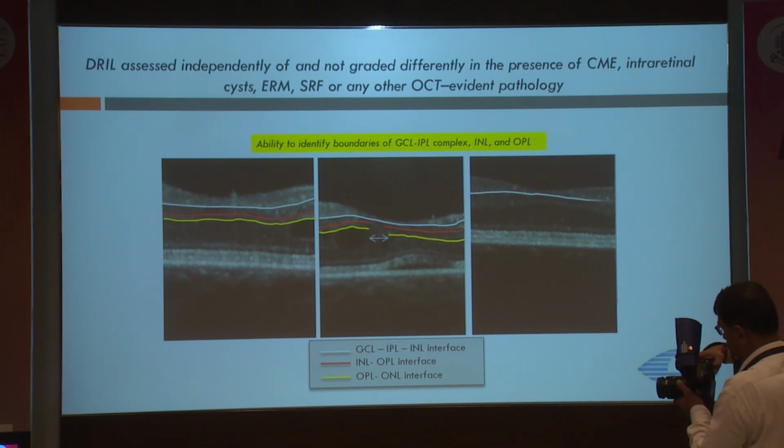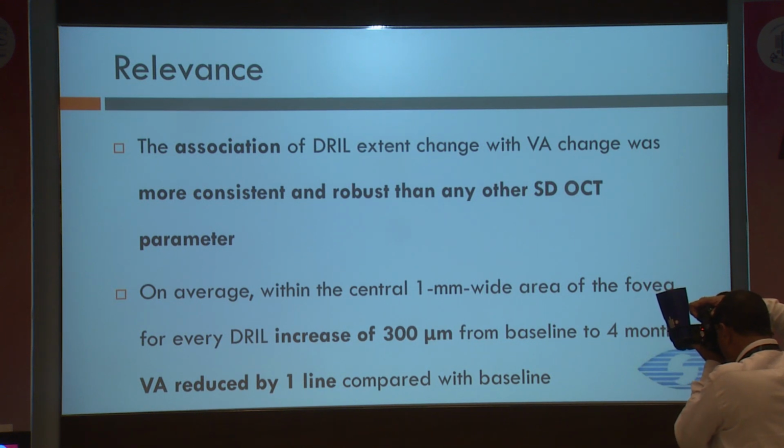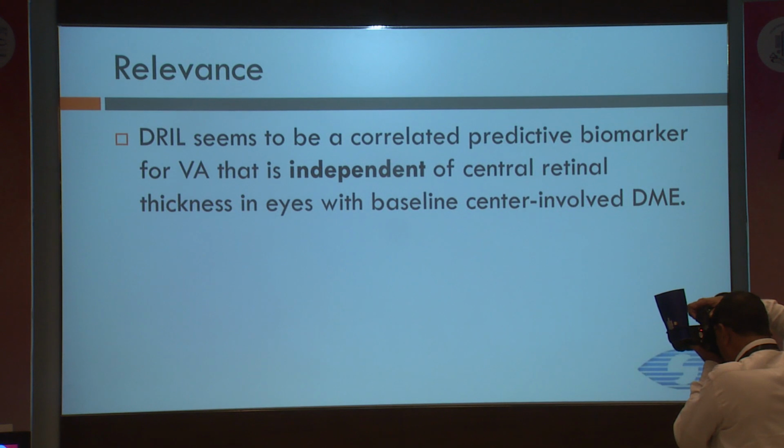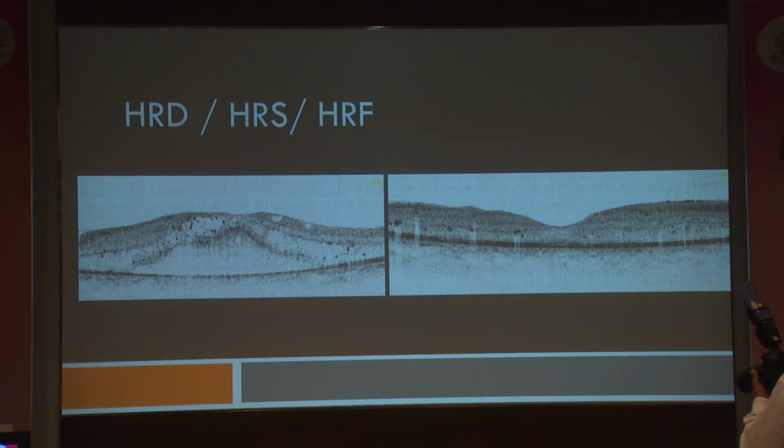And here you can see these animations and the area marked with DRIL, and that can be calculated. The association of DRIL extent with vision was more consistent and robust than any other SD-OCT biomarker. In the central 1 mm area, they said a DRIL increase of 300 microns from baseline at 4 months reduced the vision by 1 line compared to the baseline. So the relevance is that DRIL seems to be a correlative predictor biomarker that is independent of the central retinal thickness in eyes with center-involving DME. An unanswered question is whether the visual acuity potential declines with increasing DRIL location. This is something we still don't know.